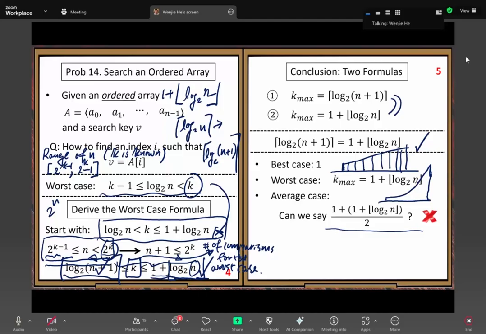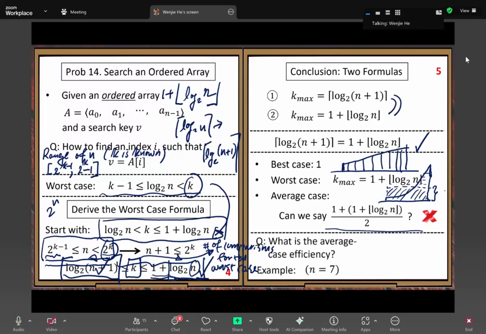The average case should be: you draw a rectangle. The area of this rectangle should be the same as the area of that curve part, the area under the curve. This height is the average case. Right? All right. So here you can see, calculating the average case, you need to do more work.